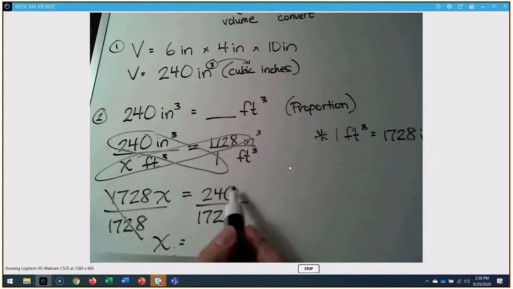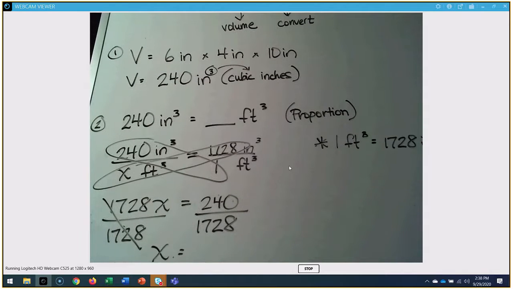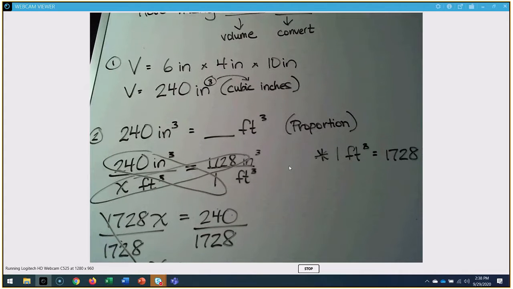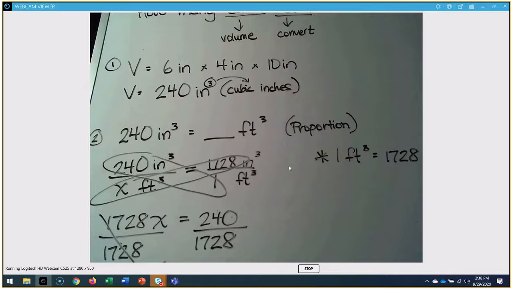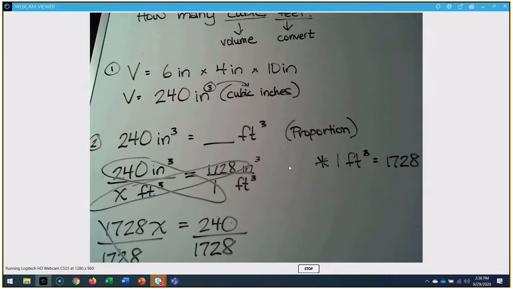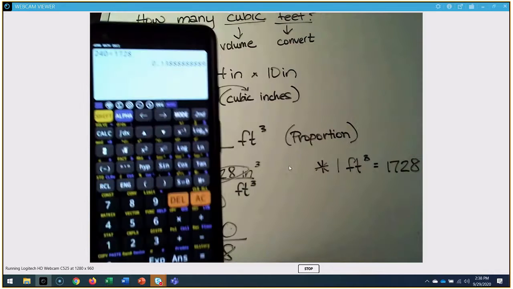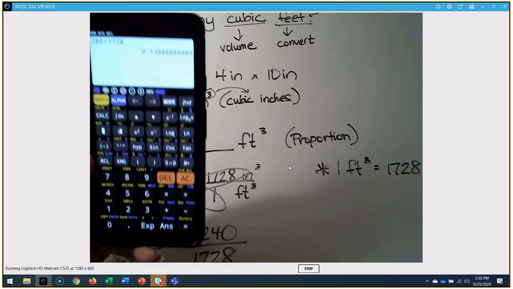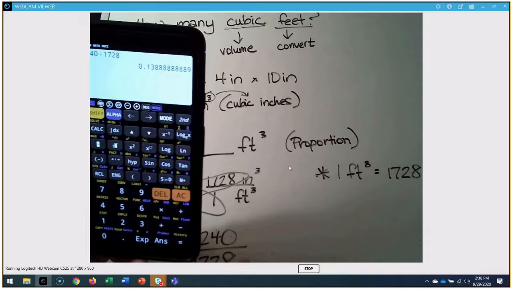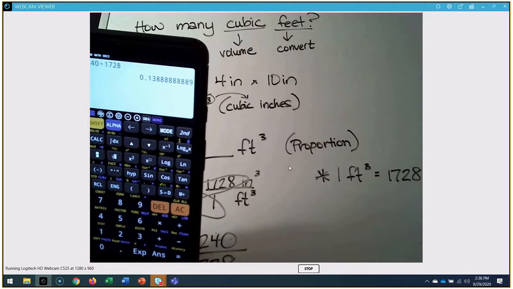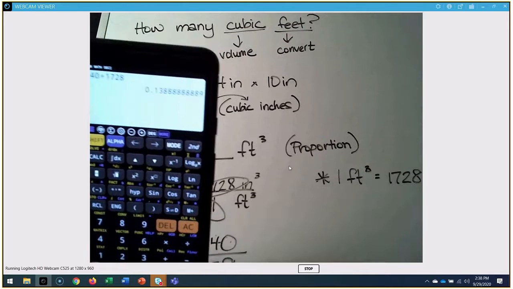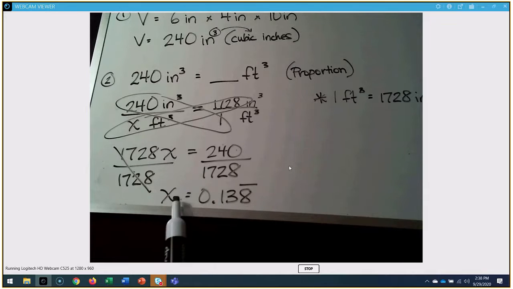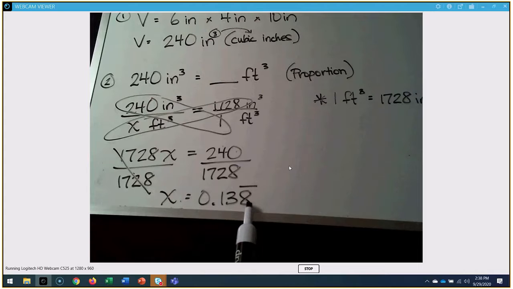And then here, I'm just going to plug that in, and it's going to be a decimal. So let's see what we got. 240 divided by 1728 is giving me this repeating decimal. So I'm going to jot it down, and then let's talk about that too. Okay, so on my calculator, I can see that that 8 went on forever. This is a repeating decimal.